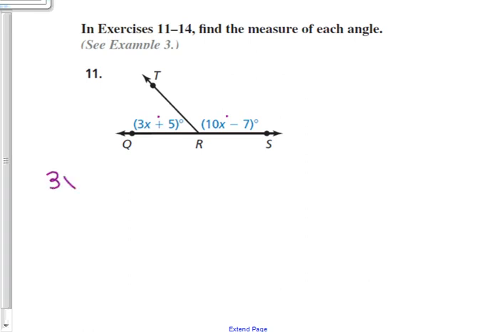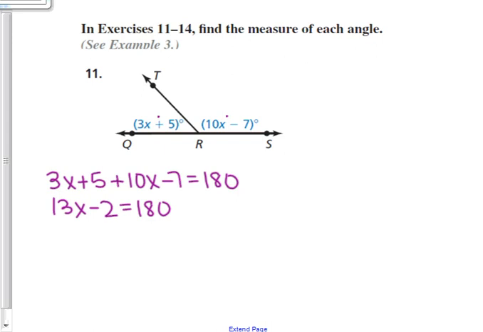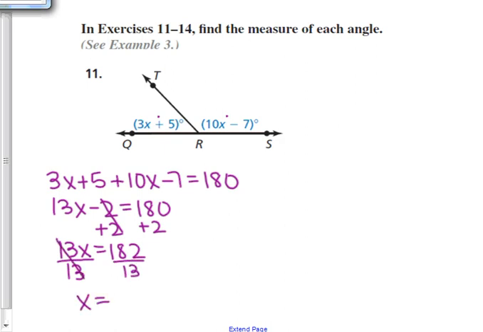So I can say that 3x plus 5 plus 10x minus 7 is going to give me 180. So basically I'm combining. I get 13x minus 2 equals 180. When I add 2 to both sides, I get 13x equals 182. And then I can do both sides divided by 13 to get x by itself. So I get that x is equal to 14 here. But I'm not actually done.